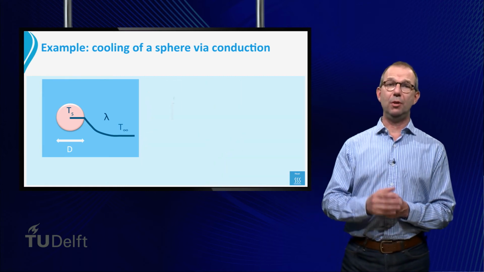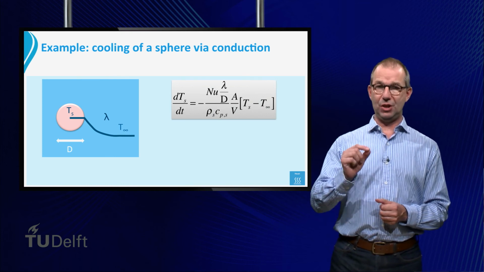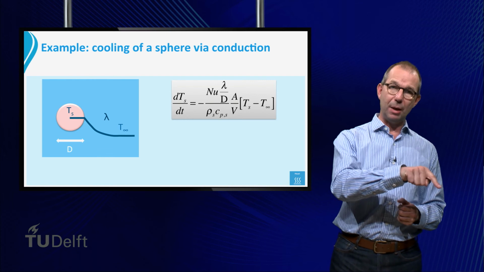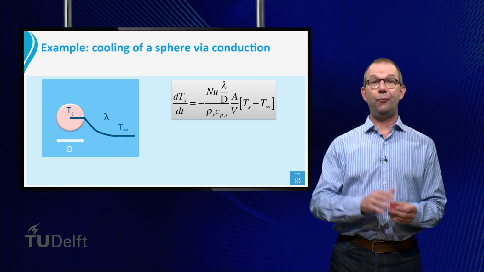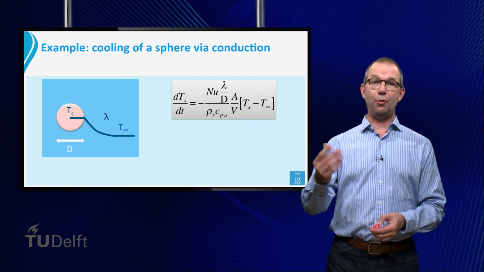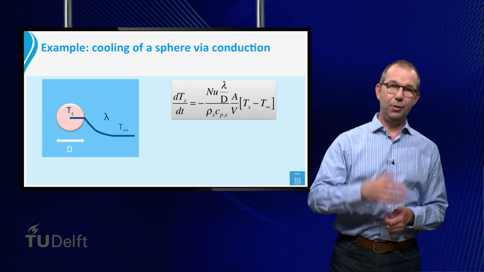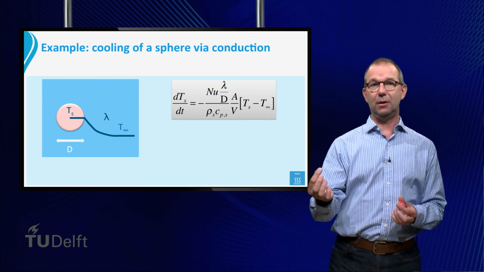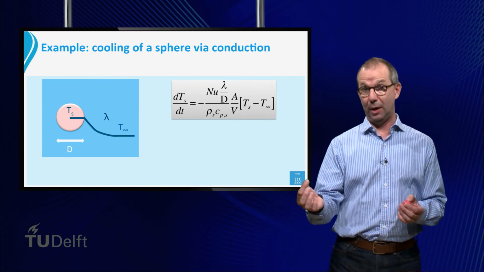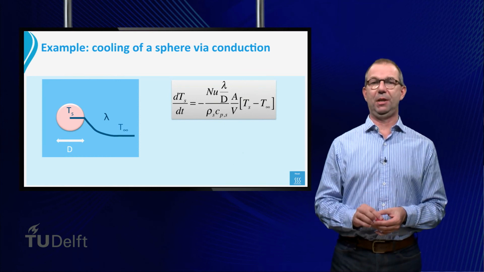So we write down the heat balance. Note that the driving force is the temperature of the sphere minus the temperature of the surroundings far away from the sphere. As the sphere cools down, the driving force will become smaller and smaller. Thus, the heat flow out of the sphere gets smaller and smaller as well, and the cooling slows down, exactly as we know from experience.